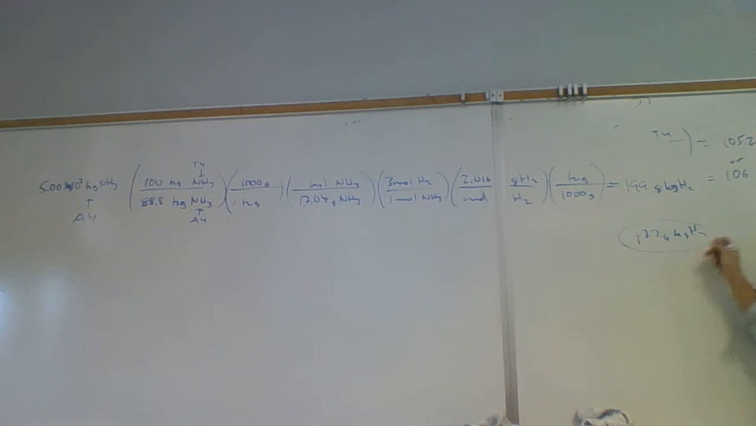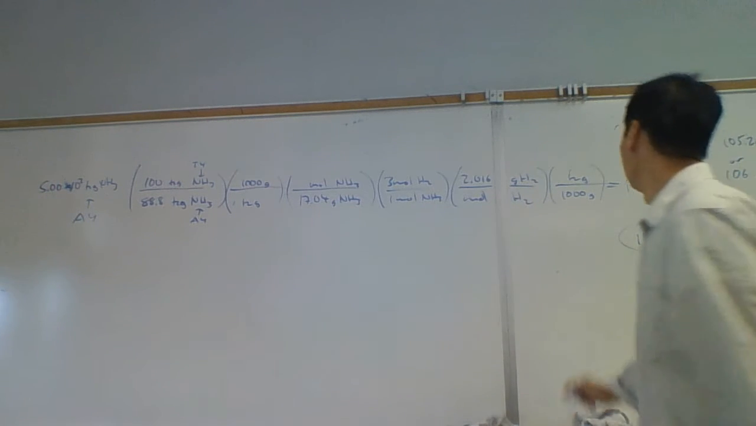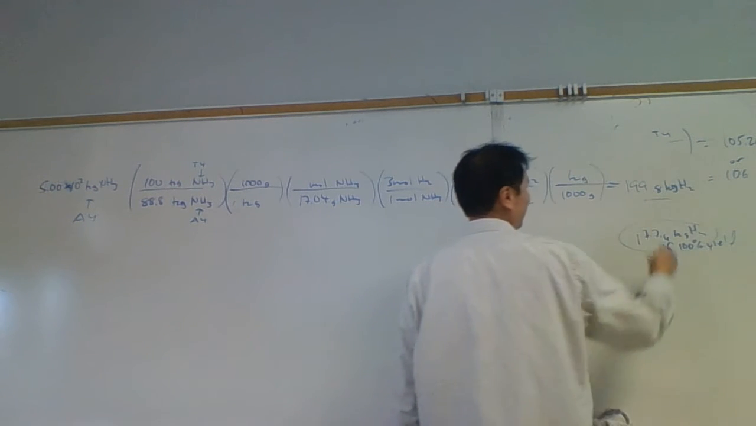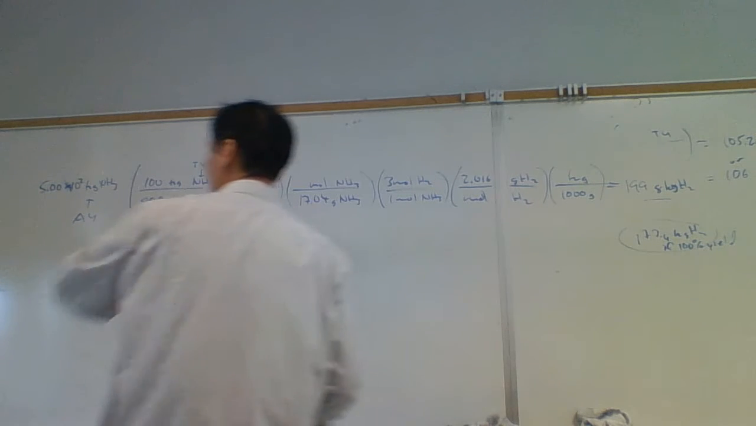But since I have that loss and I'm anticipating that loss, I'm going to have to start off with more. Does that make sense? So it's 177.4 kilograms of hydrogen if 100% yield. It's going to be 199.8 kilograms of hydrogen with 88.8% yield.